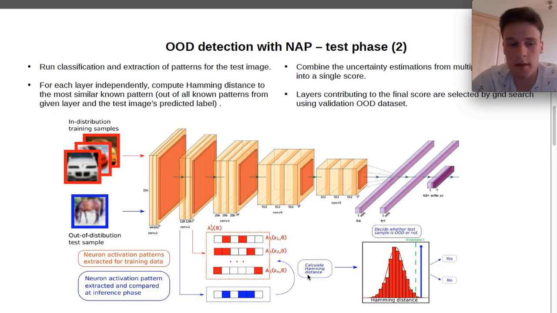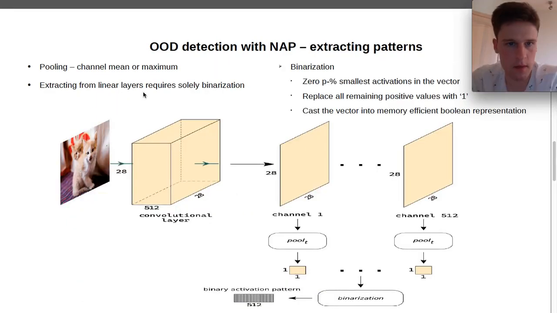Be aware that not every layer has to contribute to the final uncertainty score. You can select those layers, for example, by a grid search using a validation out-of-distribution dataset. Now I should tell more about extraction of patterns, especially our technique to transform three-dimensional convolutional layer output into one-dimensional binary activation vectors.